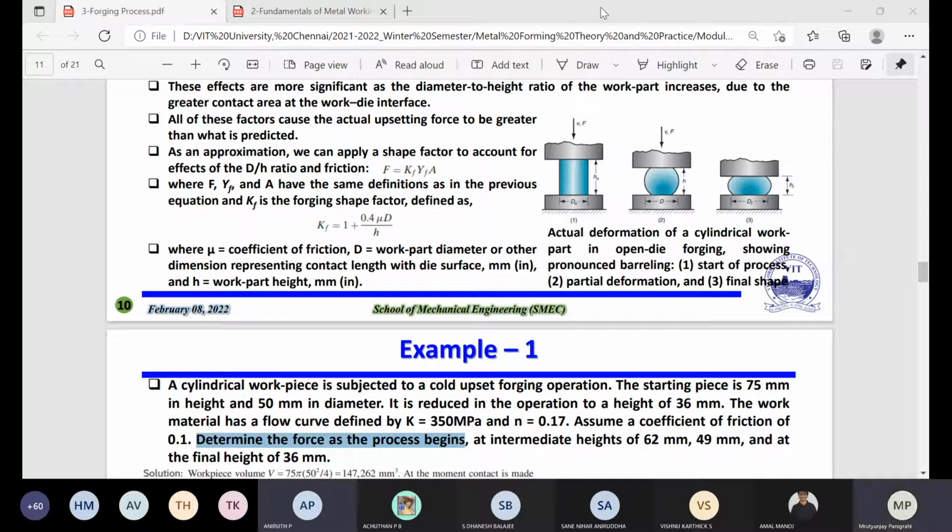Yeah, Anirudh, you are telling something. Sir, Nihar here. How much, Nihar? A is 1963.49. F is 245,302.7. A equal to 1963.5 mm square, and F is 245,302.7. What is force?